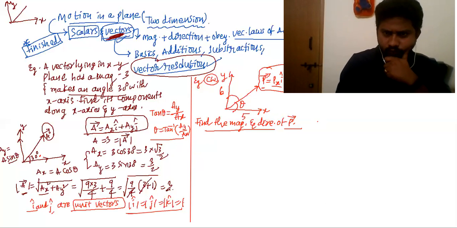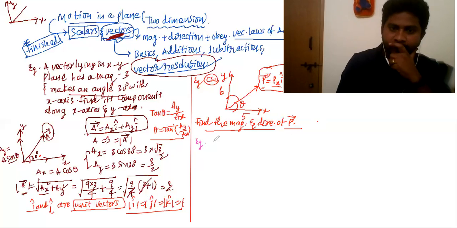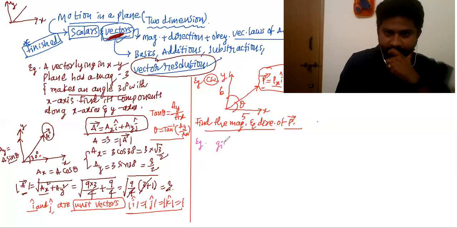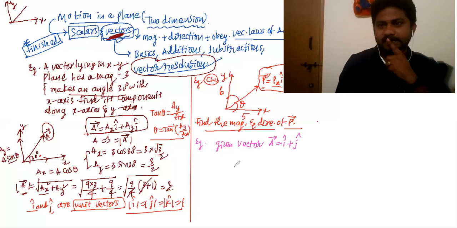Now let's see one more example, my dear children. The question is, there is a given vector, let's say a bar is equal to i cap plus j cap. Simple, i cap plus j cap. What is i cap? Unit vector along the x-axis. What is j cap? Unit vector along the y-axis. Okay, so the question is, what is the magnitude of this vector, right?